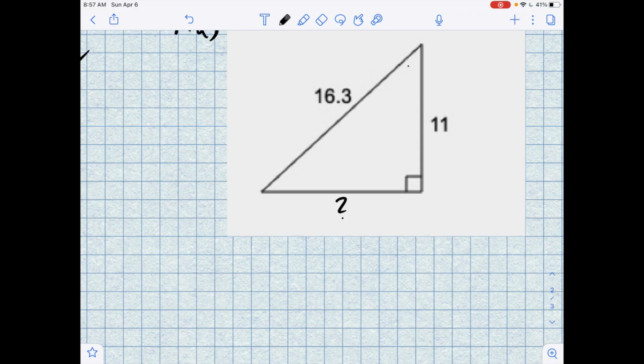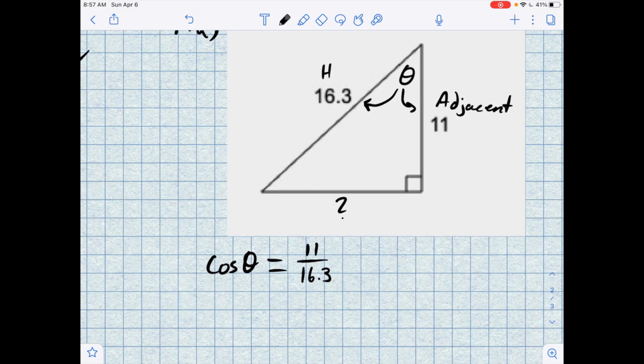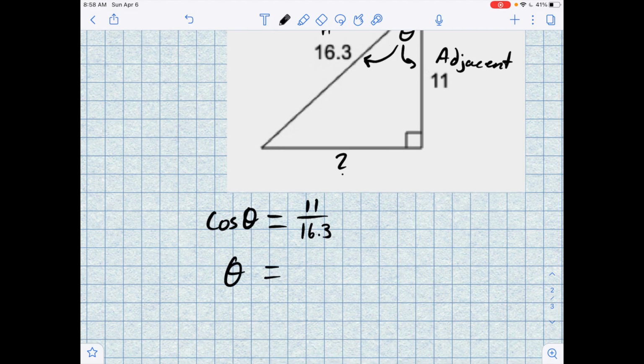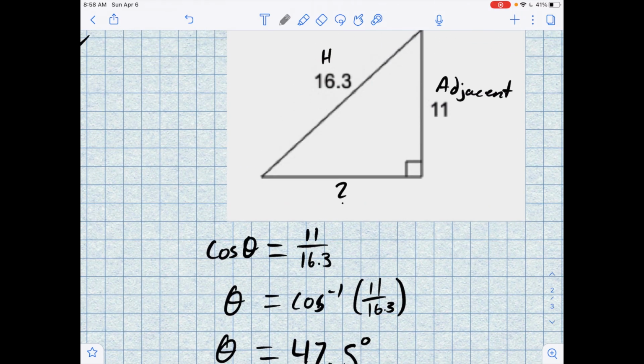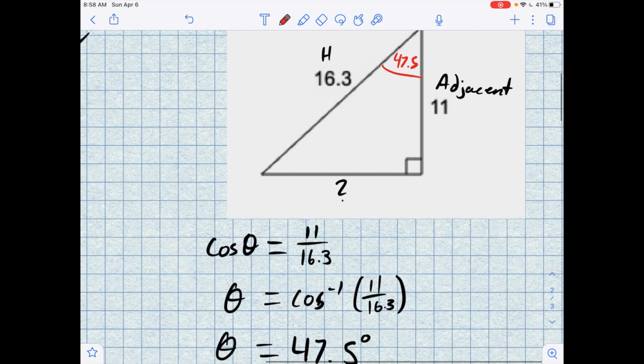Yeah, so I want to find this angle here. I'm going to call it theta. And seeing as it's adjacent over hypotenuse, I'm going to do cos theta equals, so CAH, adjacent over hypotenuse, so 11 over 16.3. And I get an inverse cos, so theta equals inverse cos of 11 over 16.3. So theta equals, I got 47.5 degrees for theta. Okay, so now let's write this guy in. 47.5. And now that we have the actual angle here, now we can do opposite over hypotenuse, which is sine.